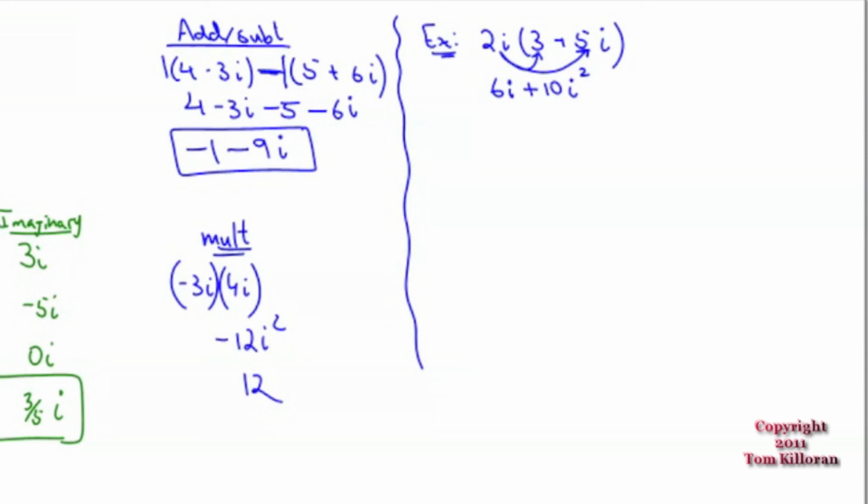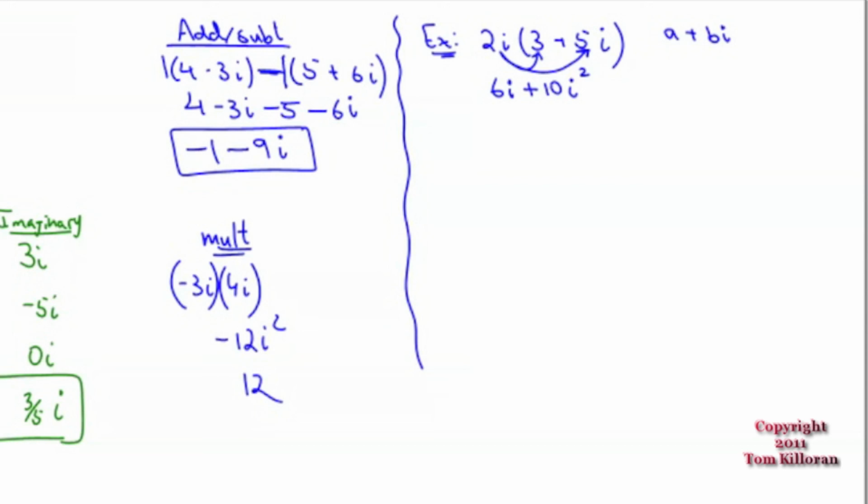The only thing you have to know is what i squared is. i squared is negative 1. Negative 1 times 10 is negative 10. Now here's the thing. You want to write it as a plus bi. This is the form it has to end up in when you're done. And that i should be the last thing you ever write.